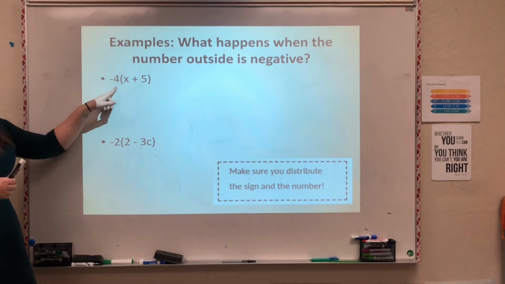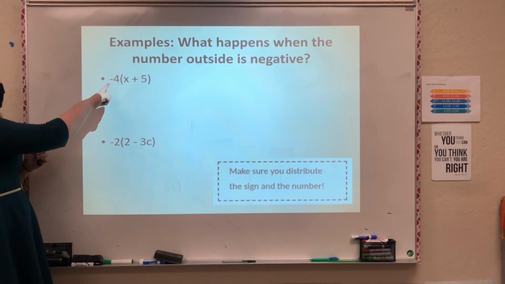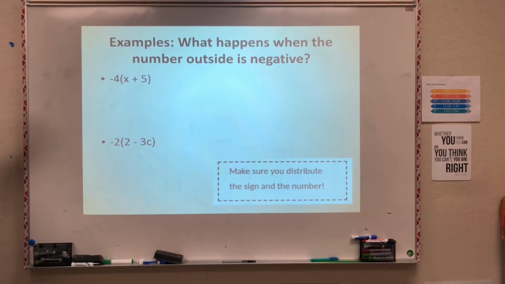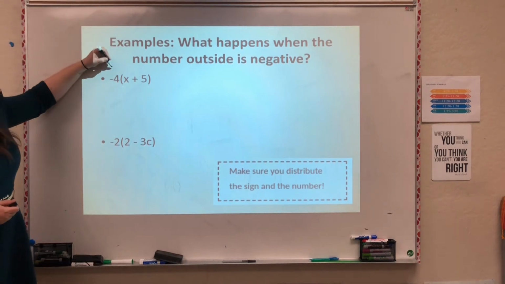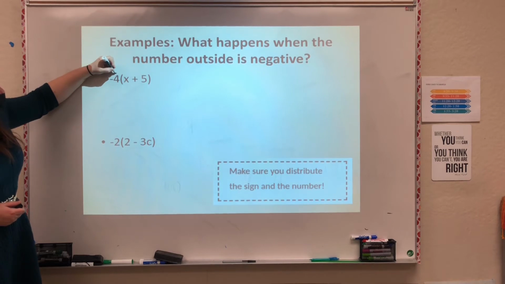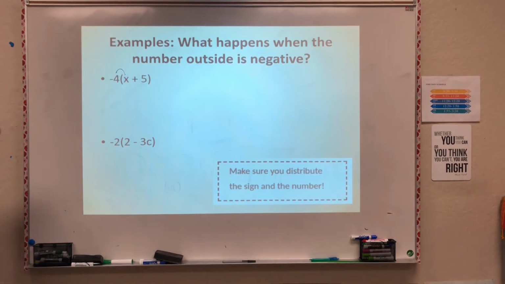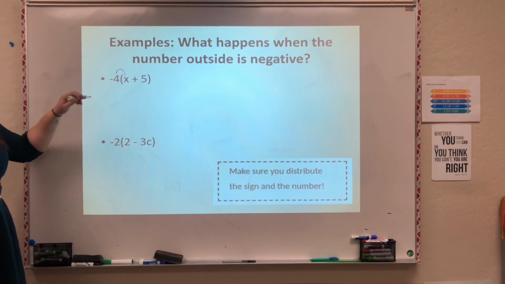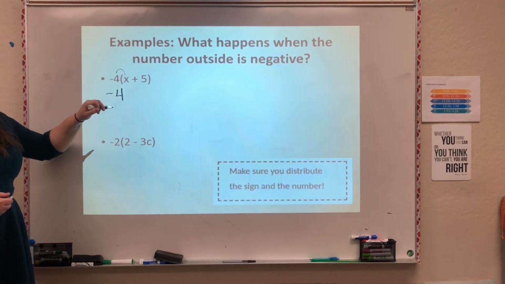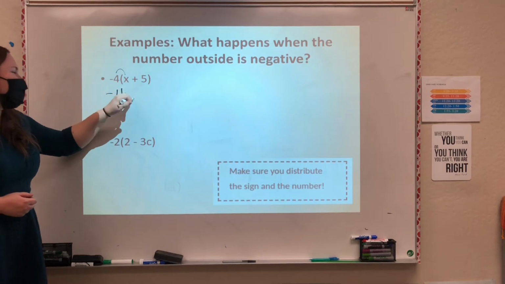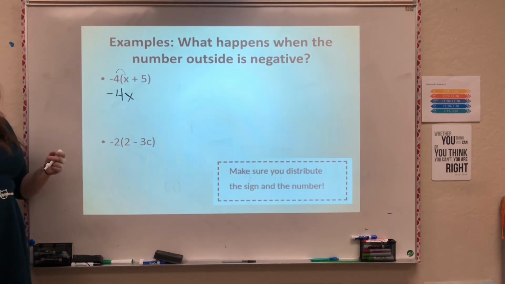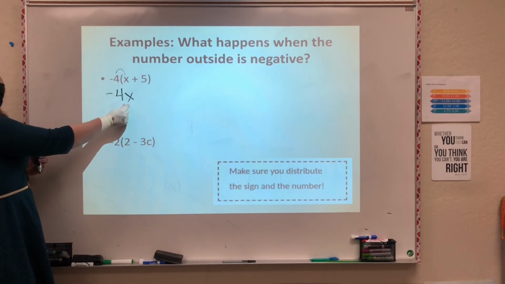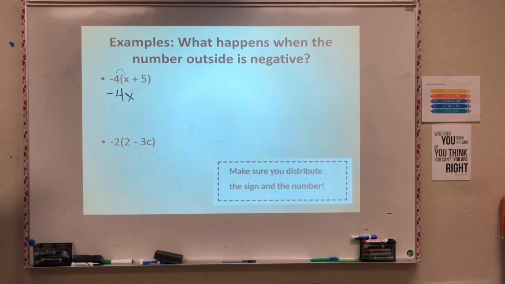This first one here, the same idea. I see a number outside my parentheses. I can simplify by distributing. So we're going to start off by doing negative 4 times x. Yep. That's going to leave us with negative 4x. Yep. These ones that don't have a number are almost easier because all you've got to do each time is put the number and the variable next to each other.